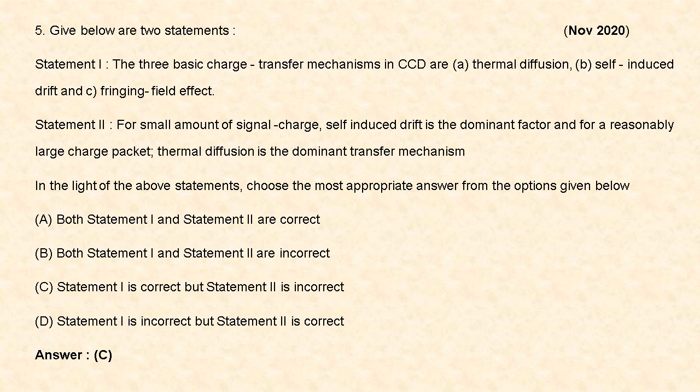Here we know that the three basic charge transfer mechanisms in CCD are thermal diffusion, self-induced drift and fringing field effect. So statement 1 is correct, but statement 2 is wrong, because for small amount of charge signal, thermal diffusion is the dominant transfer mechanism and self-induced drift is the dominant mechanism for a large charge packet. So statement 2 is wrong. So option C is correct.